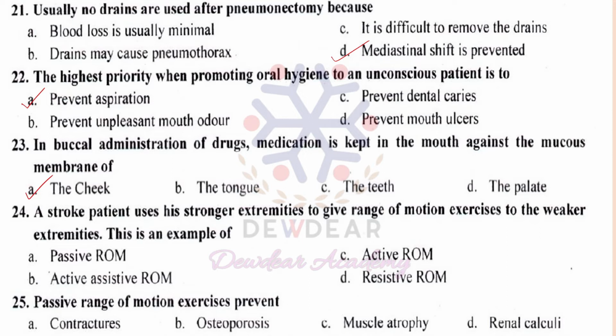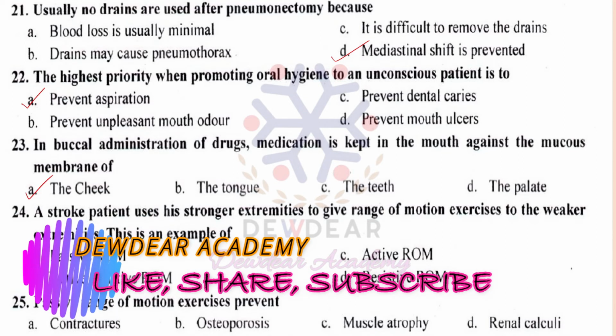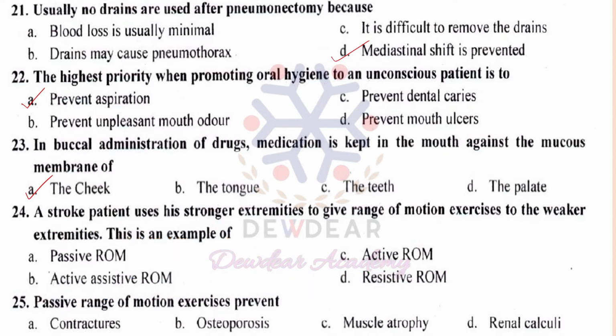Then question number 24. A stroke patient uses his stronger extremities to give range of motion exercise to the weaker extremities. This is an example of. Options: passive range of motion exercise, active assistive range of motion, active range of motion, resistive range of motion. So these different types of range of motions are given: active, passive, active assistive and resistive. The question is regarding the range of motion exercise.